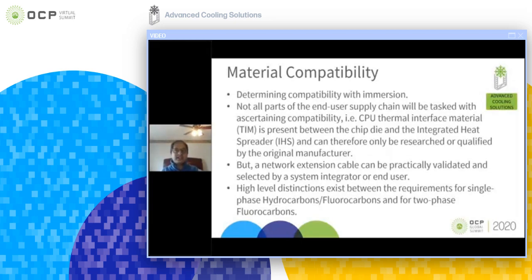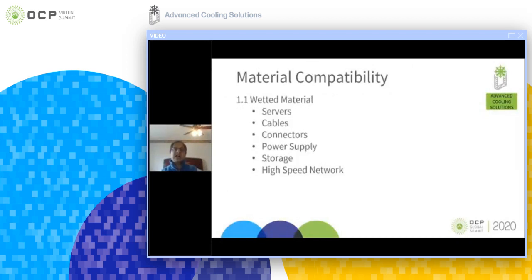We have covered a wide range of common examples and better materials, and also the testing methodologies for different cooling methods, whether it is single phase, two phase, using hydrocarbon fluids or fluorochemical fluids. So in the better material list, we have covered servers, cables, connectors, power supplies, storage, high-speed networks, and all types of components. Because here we are dunking the whole server inside the dielectric fluid, so the fluid is going to be in contact with each and every component.